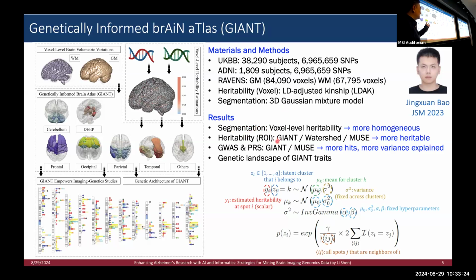By the way, this is tested on an independent cohort, not the data used for building the atlas, right? So we compared the GIANT segmentation and watershed segmentation, and also existing atlases, the MUSE atlas, which was also developed there. So I think the regional measure is more heritable. And then we also did some GWAS and polygenic risk score analysis. And using the GIANT hybrid atlas, we can find more hits.